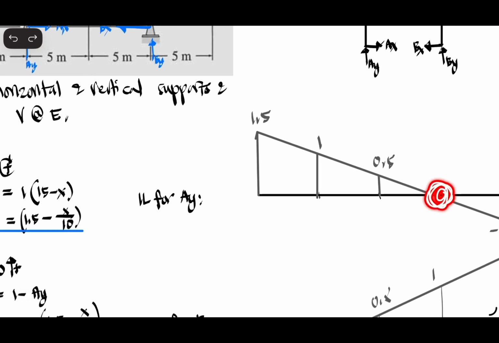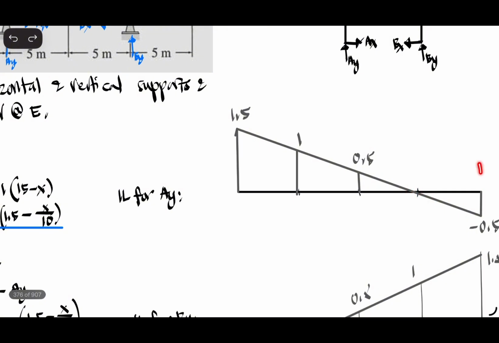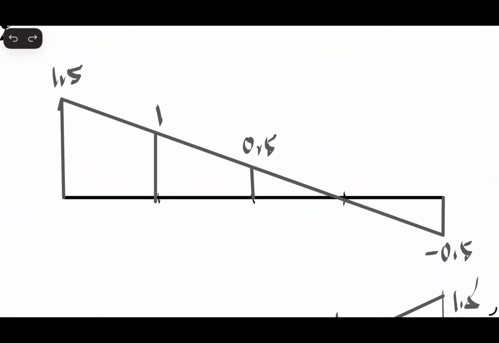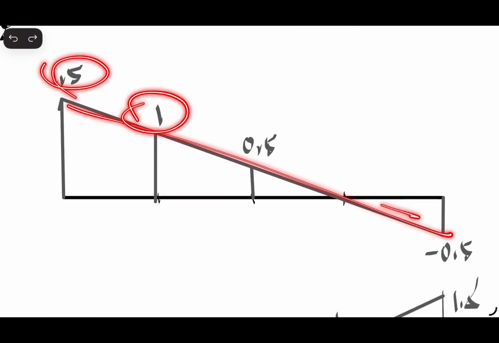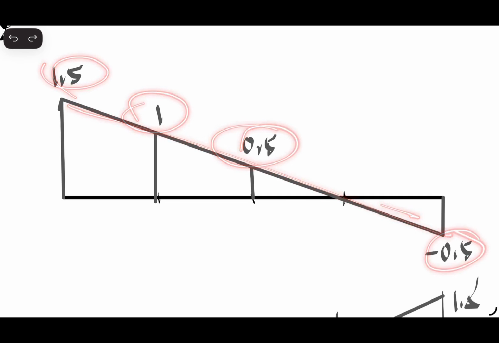And then the last is at X equals 20, 1.5 minus 20 over 10, which is 2, so 1.5 minus 2 is negative 0.5. So this is now the sketch for the influence line with its corresponding values at several points of the beam.